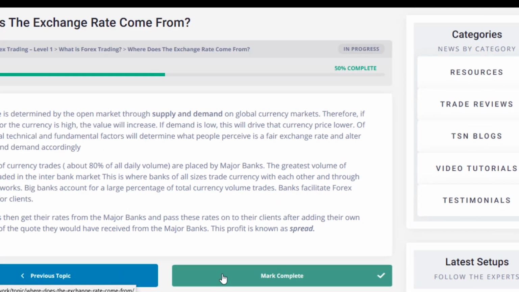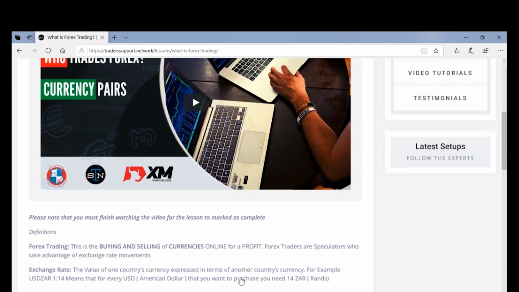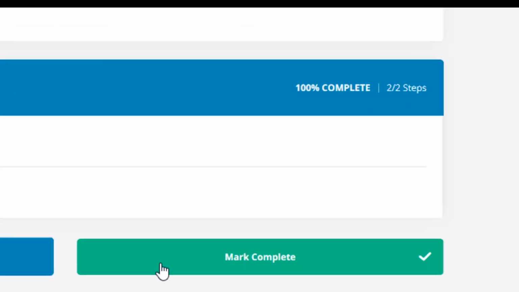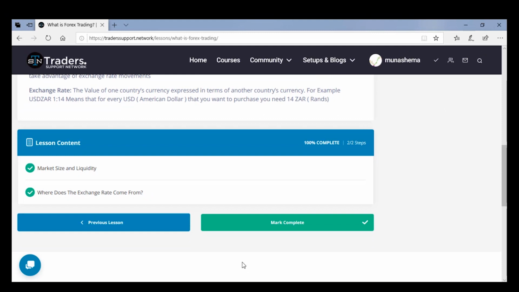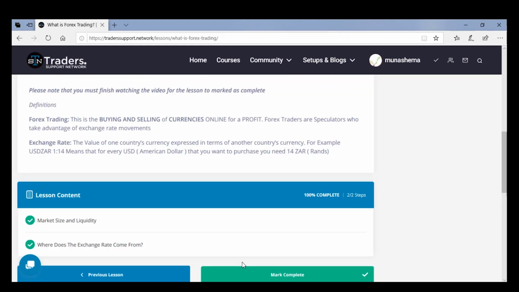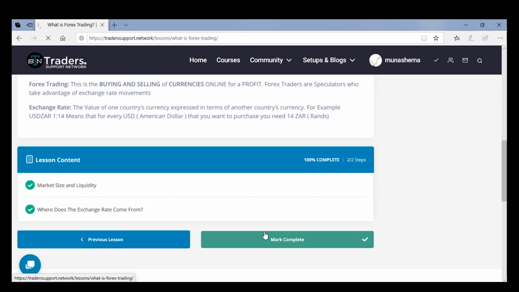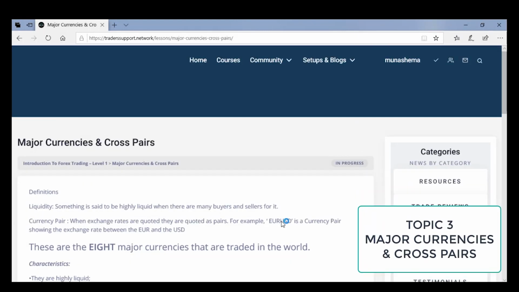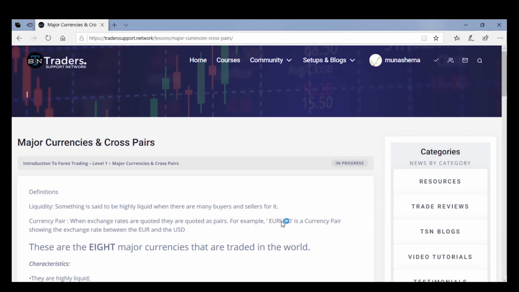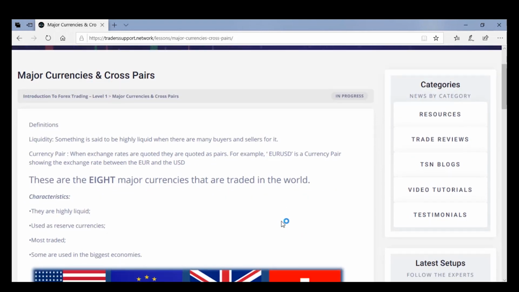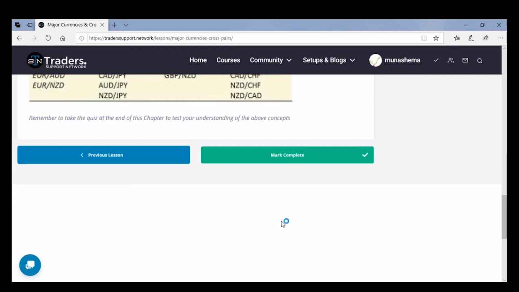And then once you've done the two topics, the two lesson contents, right? Then what you have to do, you have to click mark complete. You now know exactly what it's all about. You've done the lesson content, you've done the 2 topics and well understood. Then you jump on to the next topic, which is major currencies and cross pairs, right? We give you all the theory, right? Once you're done with it, you click mark complete.